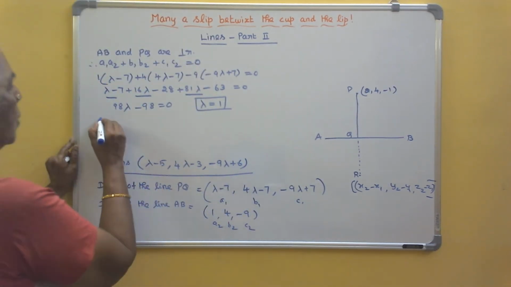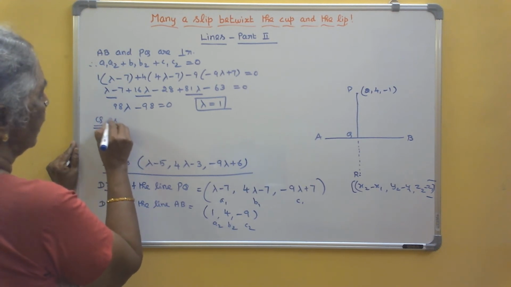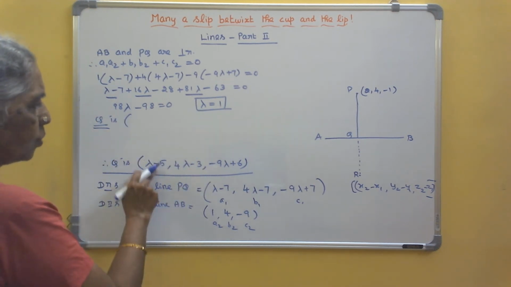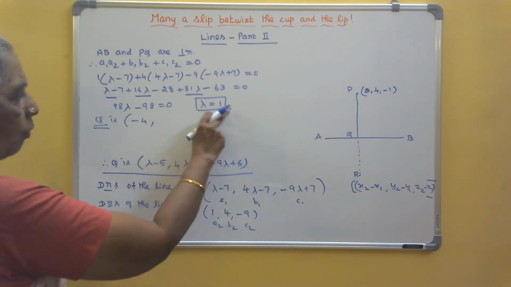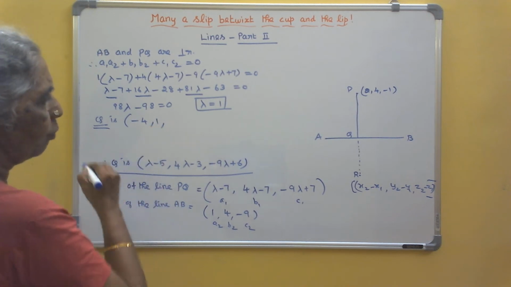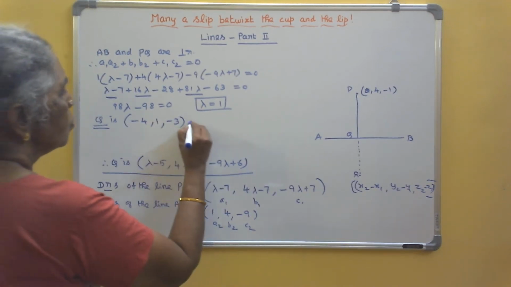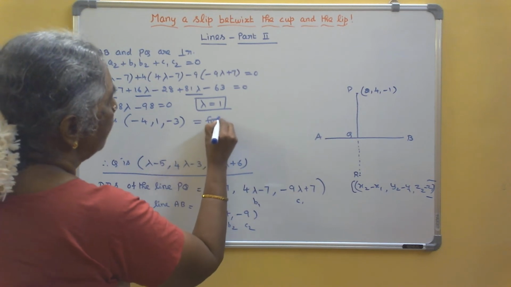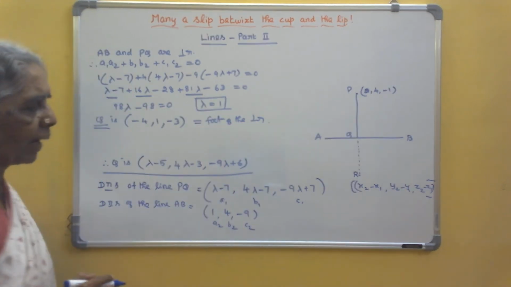So first let us find Q. That is the foot of the perpendicular. So Q is, lambda is 1. So 1 minus 5, that will be minus 4. 4 ones are 4, 4 minus 3, 1. Minus 9 plus 6, that will be minus 3. So I got the foot of the perpendicular. So one answer, right? So that is over.